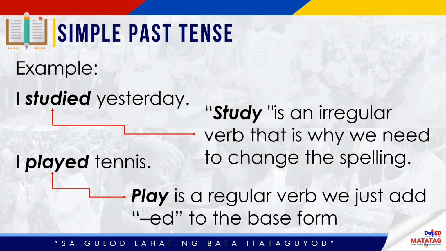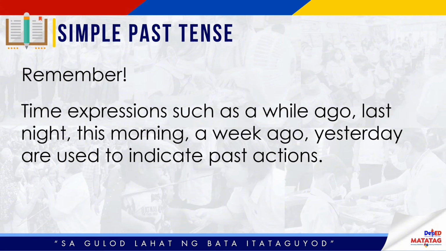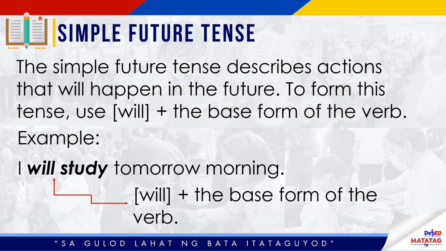Now, let us take a look at this example. These are the simple past tense sentences. The first sentence uses the verb study, which is an irregular verb. That is why we need to change the spelling from study to studied. The next sentence, I played tennis. Play is a regular verb, so we just add ed to the base form. Play, played. Remember, time expressions such as a while ago, last night, this morning, a week ago, yesterday, are used to indicate past action.